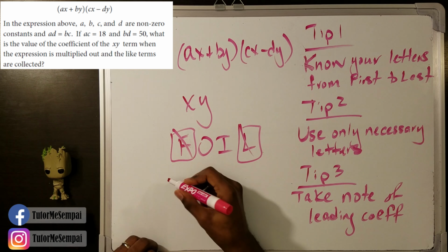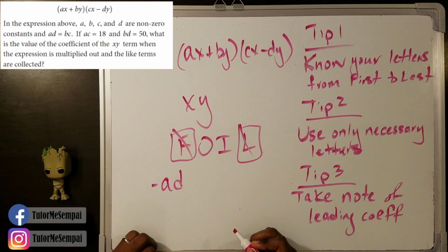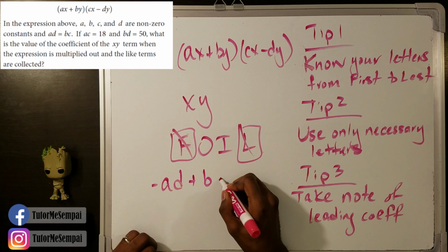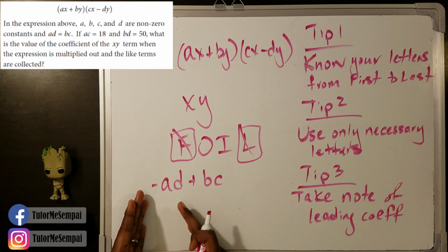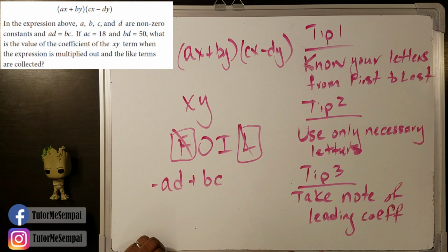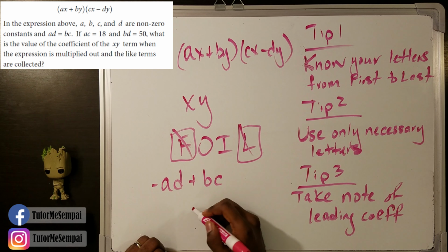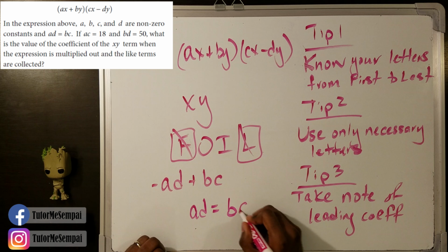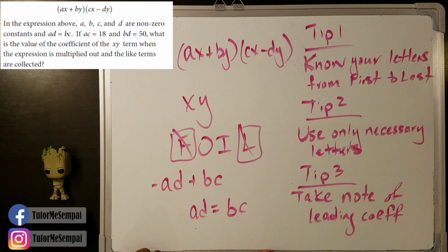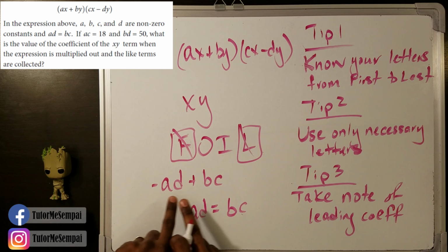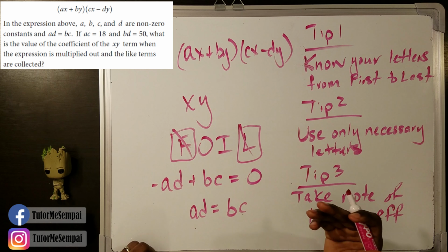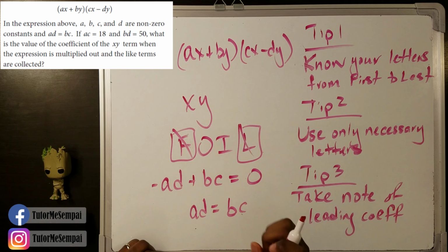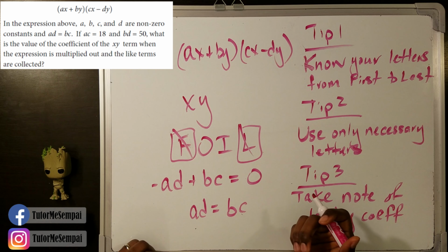So when we do our outer, we get an AD, but it's negative. When we do our inner, we get a positive BC. We don't need to worry about the variables because we're only focusing on the xy's. So we have a negative AD plus a BC. So if you look back at our question, you see something that is amazing. AD equals BC. So if AD equals BC and you have a negative AD plus BC, well, you just canceled out everything, right? So what is the coefficient of our middle xy term? It's 0.